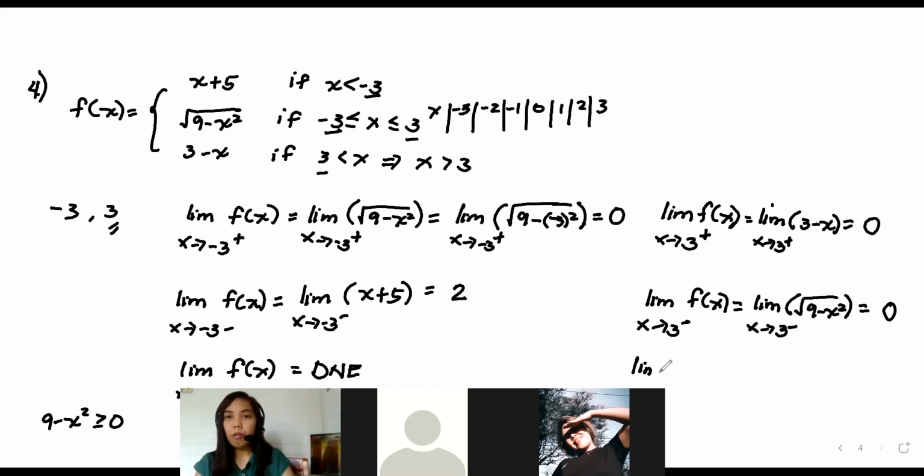Therefore, the limit of f of x as x approaches 3 is 0. Okay, on the other side, as x approaches negative 3, the limit does not exist. The limit of f of x as x approaches negative 3 does not exist. But here, the limit of f of x as x approaches 3 exists, which is equal to 0.